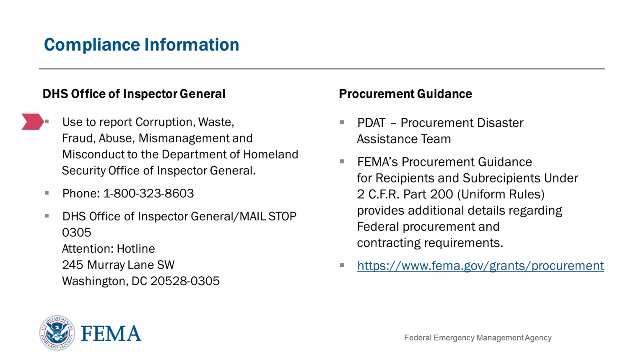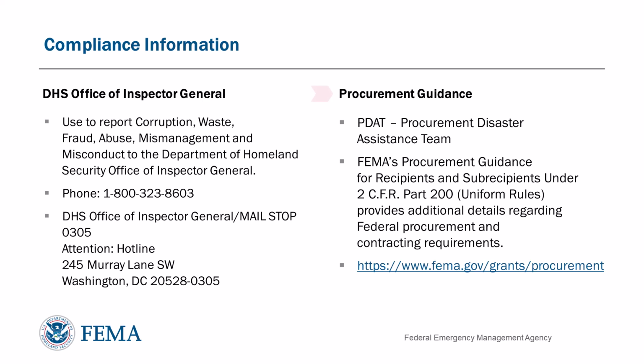To report corruption, waste, fraud, abuse, mismanagement, and/or misconduct, contact the Department of Homeland Security Office of Inspector General by phone at 1-800-323-8603 or via the website or mailing address listed on the screen now.